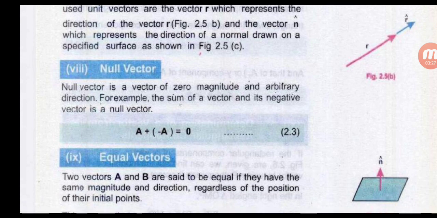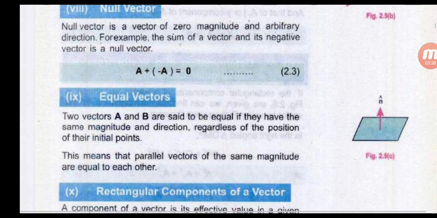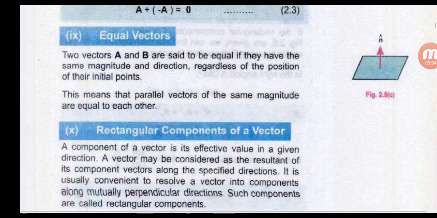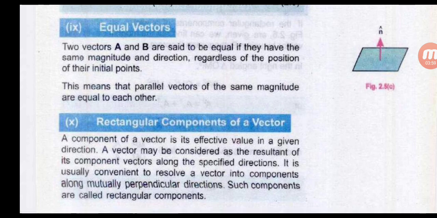Number 8. Null vector. A null vector is a vector of zero magnitude and arbitrary direction. For example, the sum of a vector and its negative vector is a null vector. Number 9. Equal vectors. Two vectors a and b are said to be equal if they have the same magnitude and direction, regardless of the position of their initial points. This means that parallel vectors of the same magnitude are equal to each other.